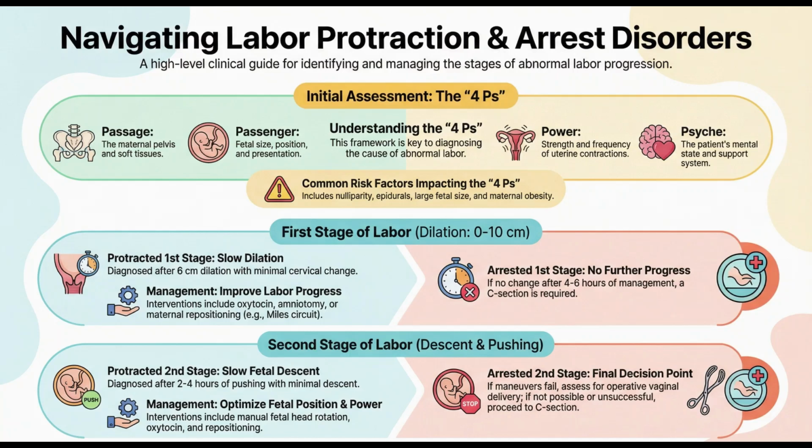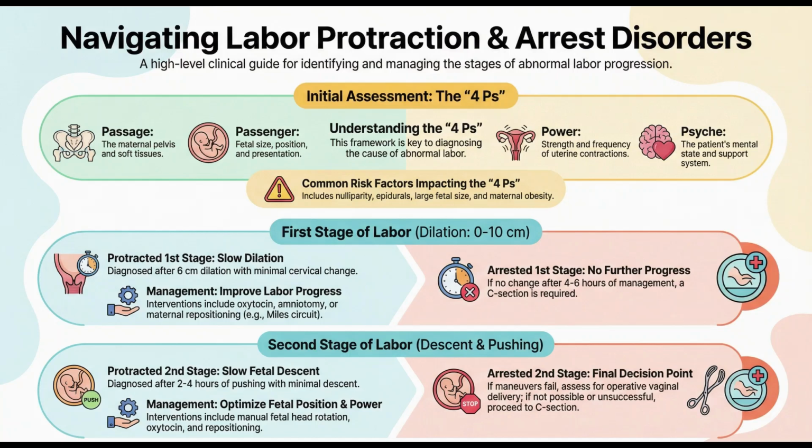So this whole framework, passage, passenger, power, and psyche, it gives the clinician a map. They can say, okay, power looks good, but maybe the passenger is misaligned. Exactly. It helps you pinpoint the bottleneck. And once you've done that, you can move on to the timeline and figure out exactly where the patient is in labor and whether they officially meet the criteria for protraction or arrest.